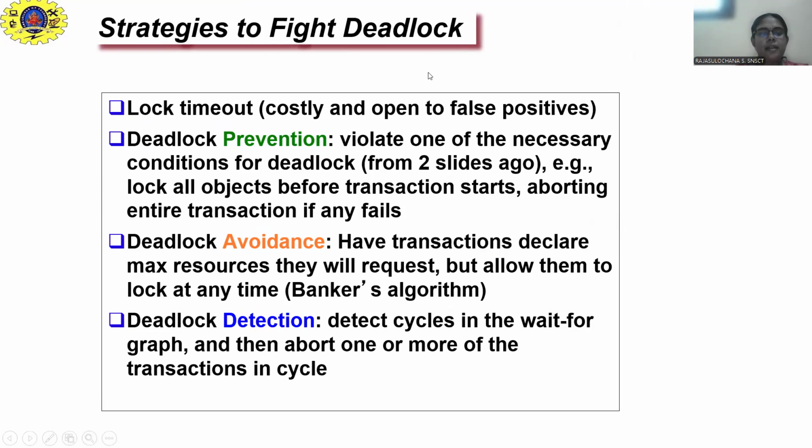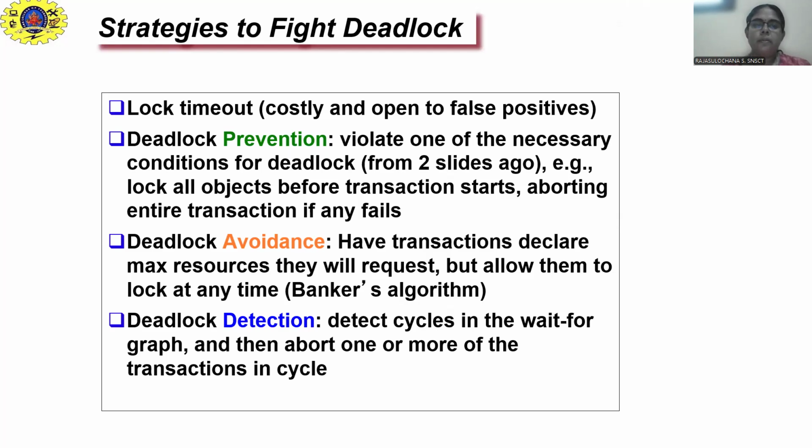So what are the strategies if deadlock arises, and we cannot leave deadlock as such? There should be some strategies to fight deadlock, right? So here are some of the strategies to fight against deadlock. Deadlock can be prevented, or if in case it occurs, it can be avoided. Or in the initial stages, we can even detect the occurrence of deadlock.